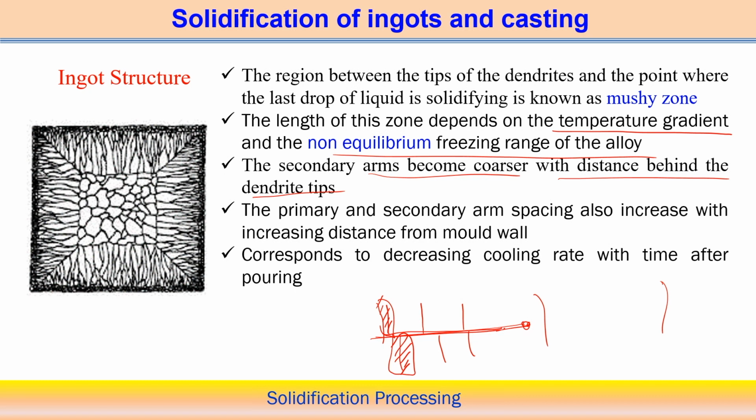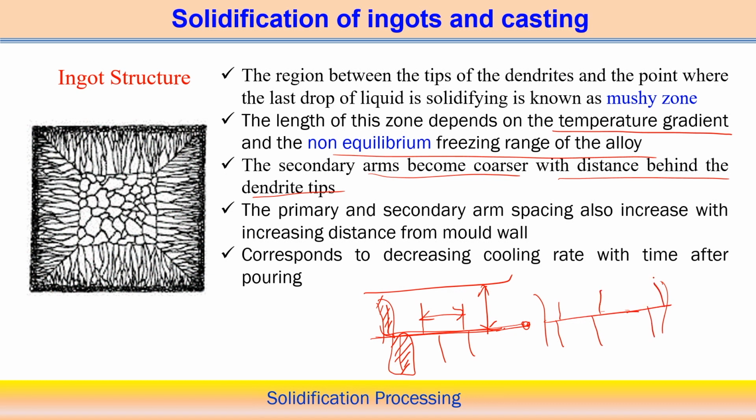Now, primary and secondary arm spacing also increases. The spacing between the primary arms, and the spacing between the secondary arm and another primary arm, also increases with increasing distance from the mold wall. So, away from the mold wall, this gap gradually increases. I mean to say that near the mold wall the gap is less, and away from the mold wall the gap is much more.